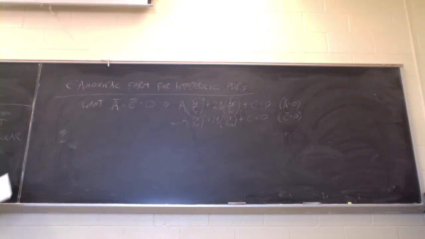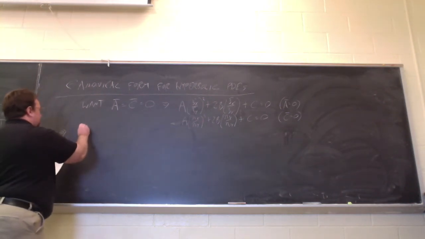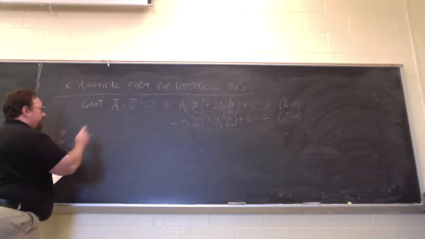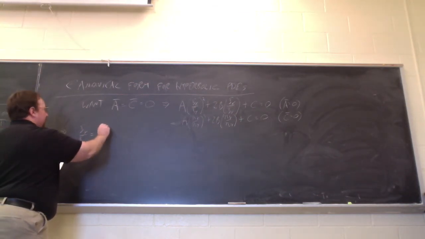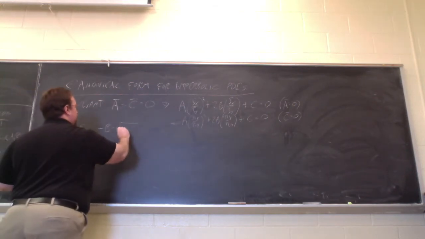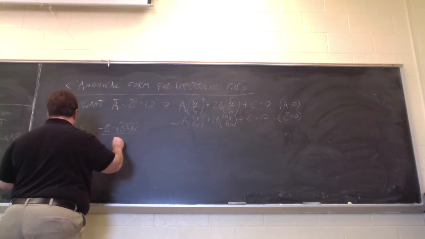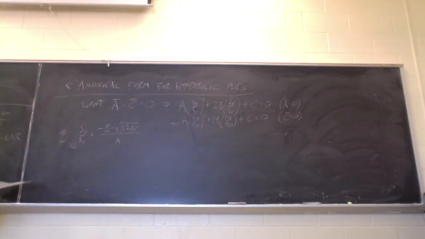And then I can do the following. I'm going to say that c_x over c_y is equal to one of the solutions. Now choose this one: minus b minus the square root of b squared minus ac, all over a. And now you can see that it's like a morphed quadratic formula.